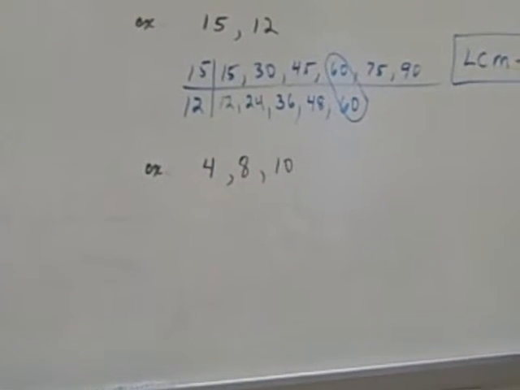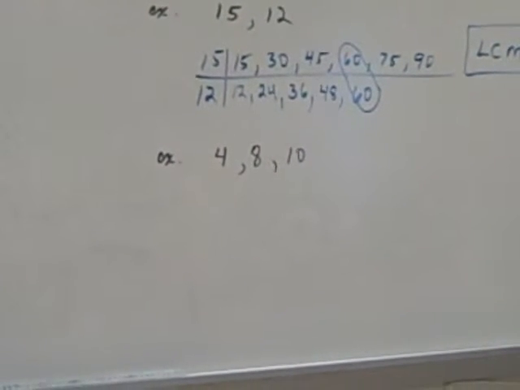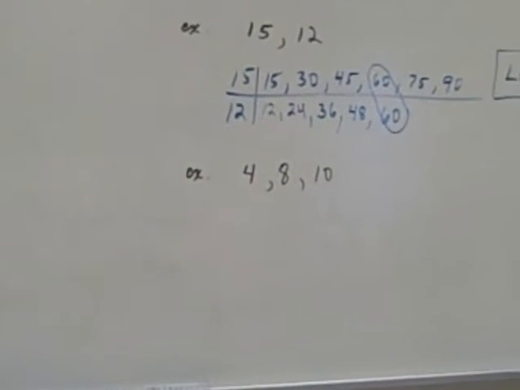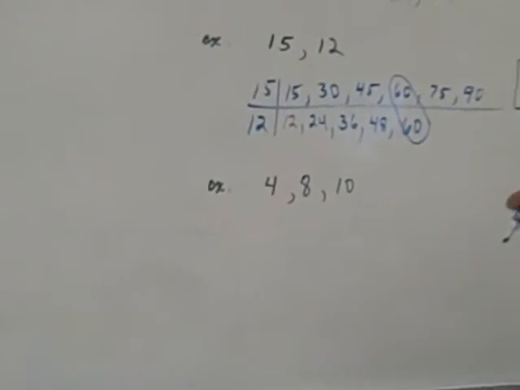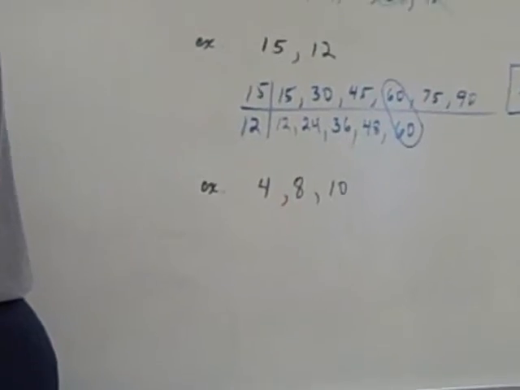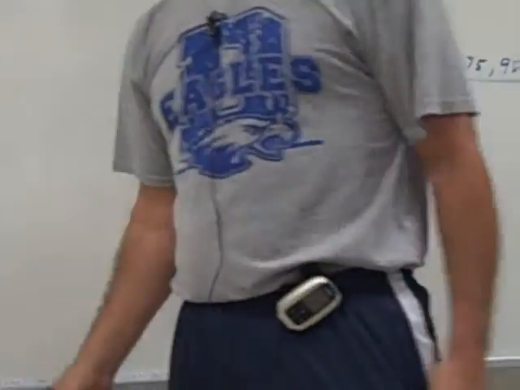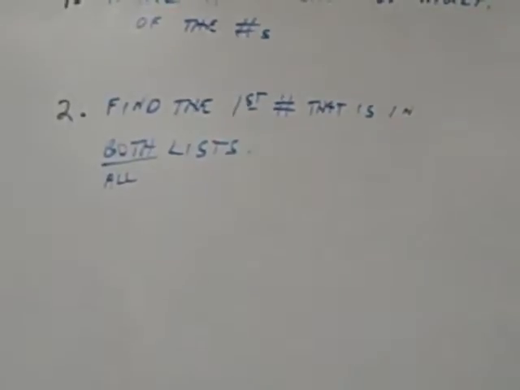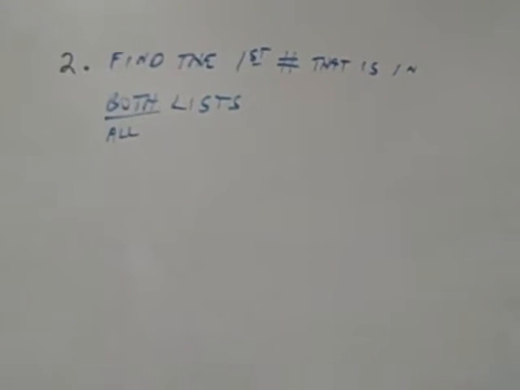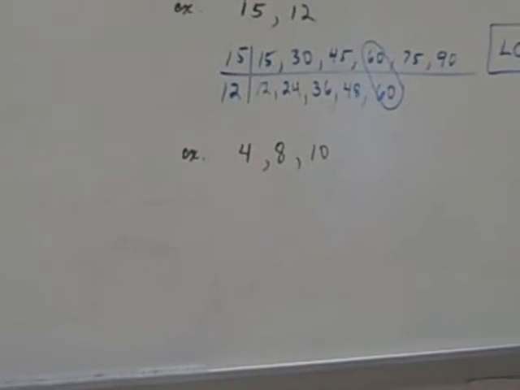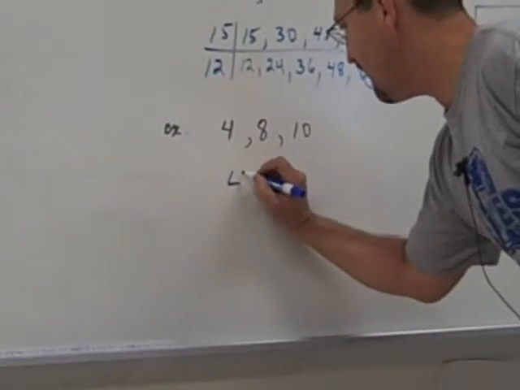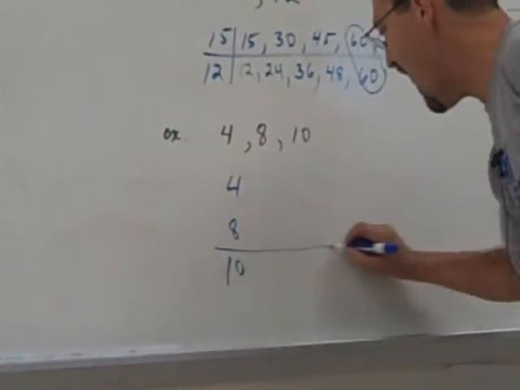What y'all think? Pretty easy. Now what did I do on this last one to try to mess with your head? Three numbers. Can we find the LCM of 3 numbers? Yes. Instead of both, it's all lists. If they give 3 numbers, then we have to do 3 T-charts, or 3 lists in the T-chart, and then find the first one that's in all 3 lists. So I've got a 4, 8, and 10.